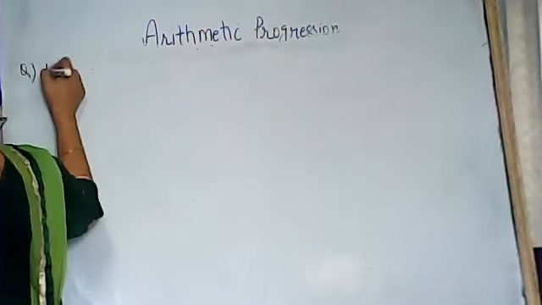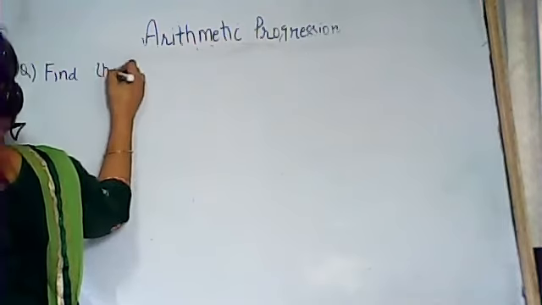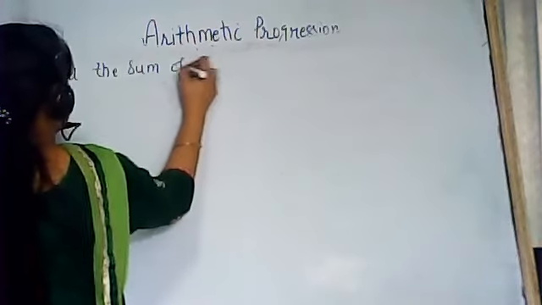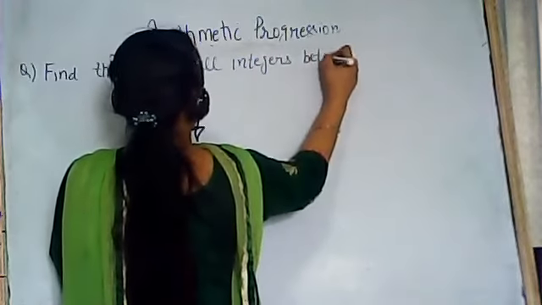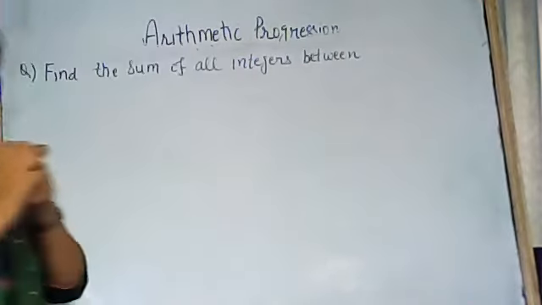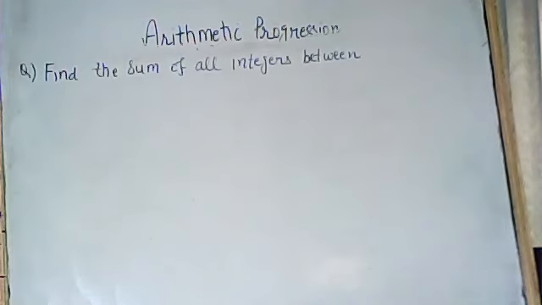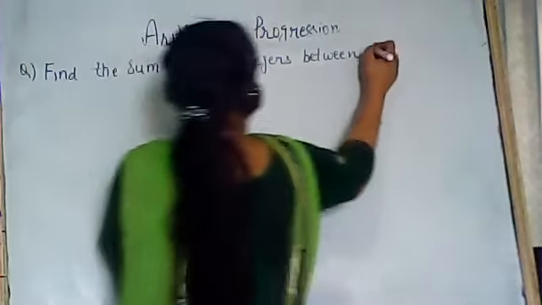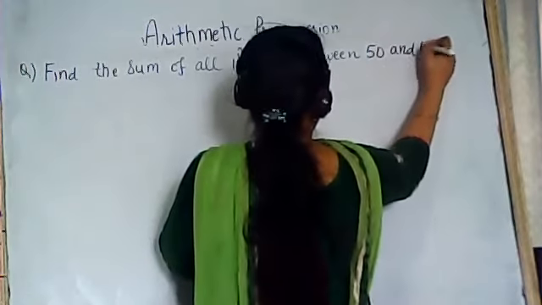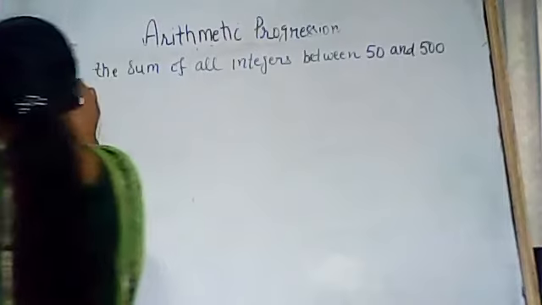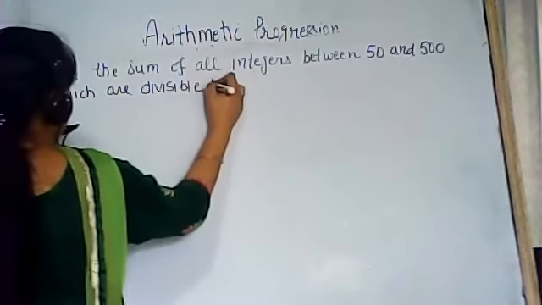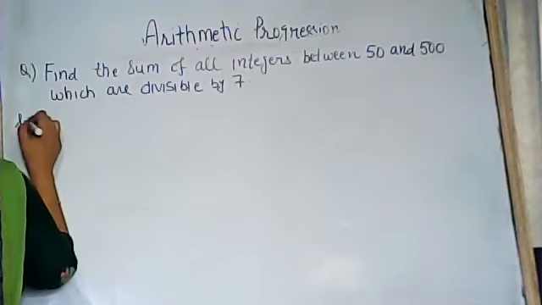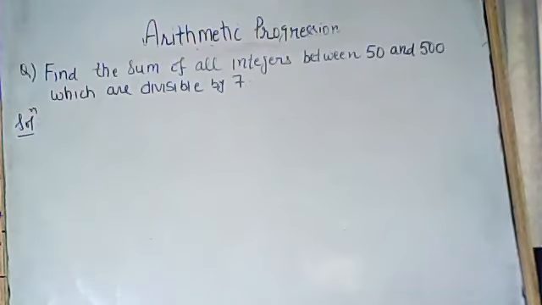Find the sum of all integers between 50 and 500, which are divisible by 7. So this is our next question.